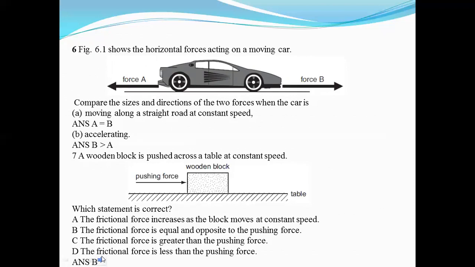Question number 7. A wooden block is pushed across a table at constant speed. Which statement is correct? Option B is the correct answer. The frictional force is equal and opposite to the pushing force. It is mentioned that the block is moving with constant speed. So that's why the pushing force and the force of friction will have equal magnitude, but their direction will be opposite. Option B is the correct answer.